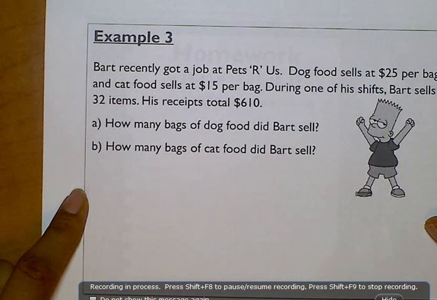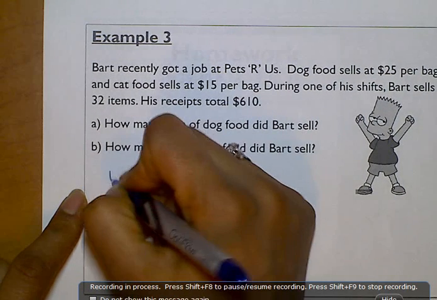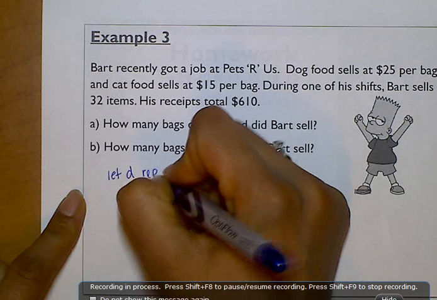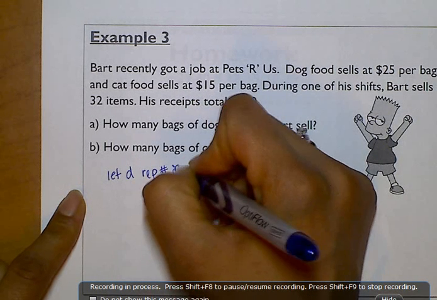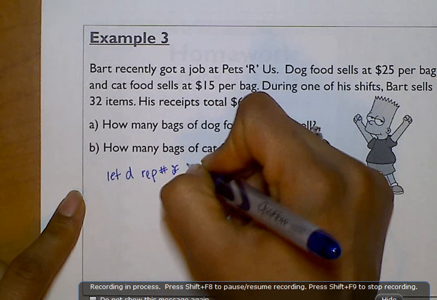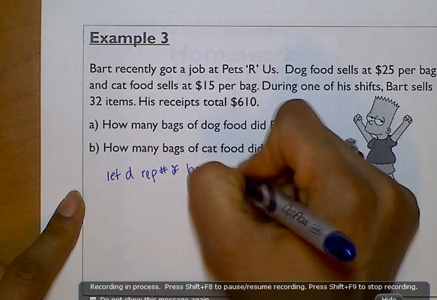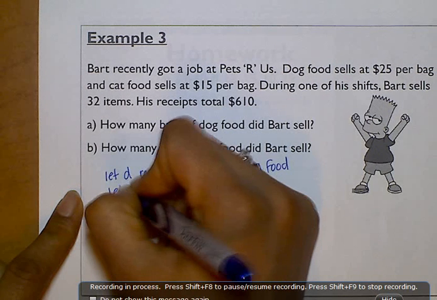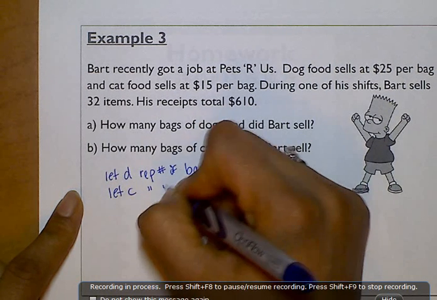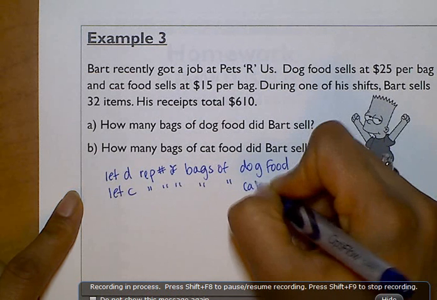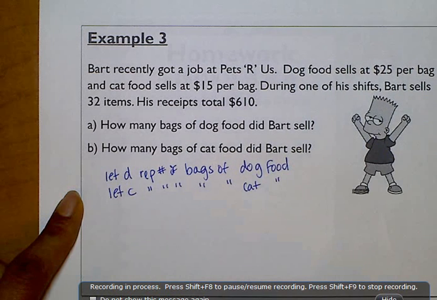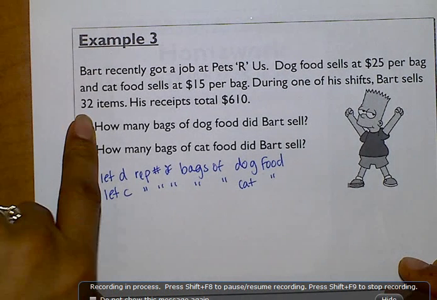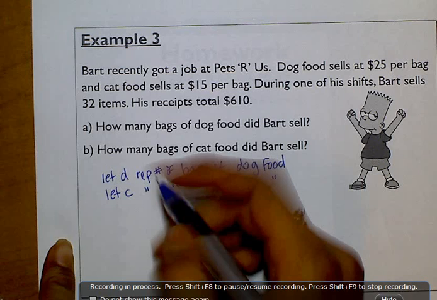And my second equation deals with my total cost. We do know that the dog food sells for $25 per bag, so $25 for every dog food that you sell, and $15 for every cat food that you sell, and the total comes out to $610. So this equation deals with the money portion, and this equation deals with the quantity portion. So that's my equation 1 and equation 2, and we're going to go ahead and solve that in class.